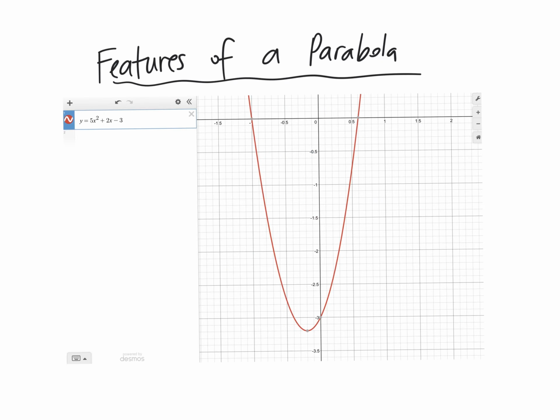So let's say I give you a graph of a parabola. What are the different parts of a parabola? Somebody mentioned one of them earlier. What is this part of the parabola called? This is called the vertex. You need to know this for your test. If I say find the vertex of the parabola, that's the point where the parabola changes direction.